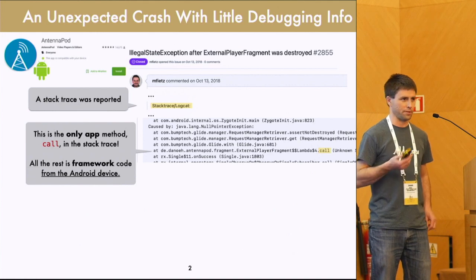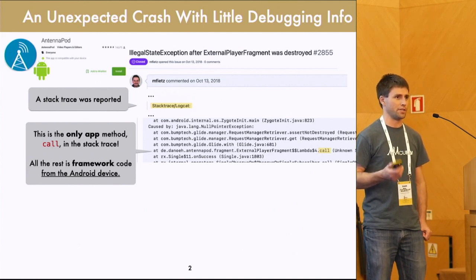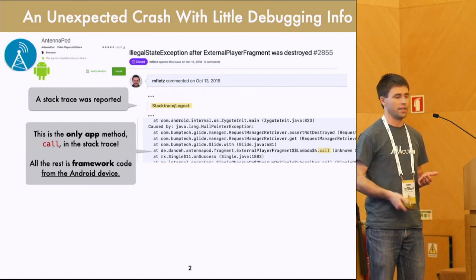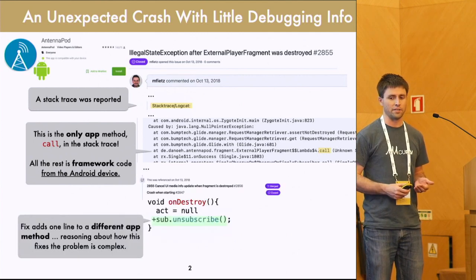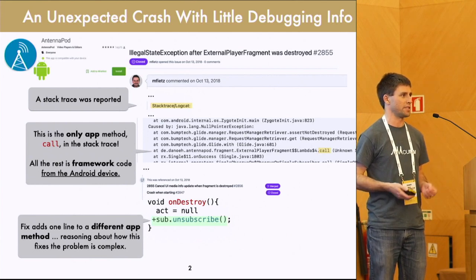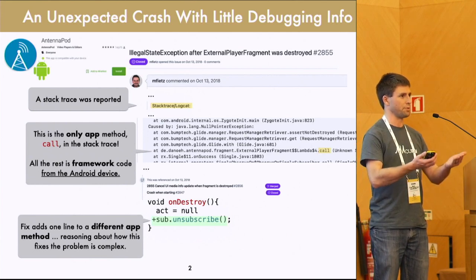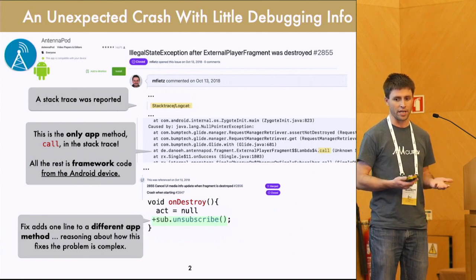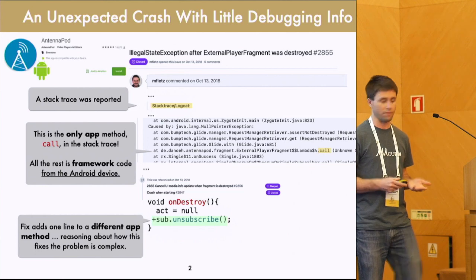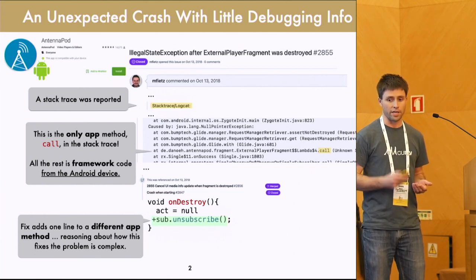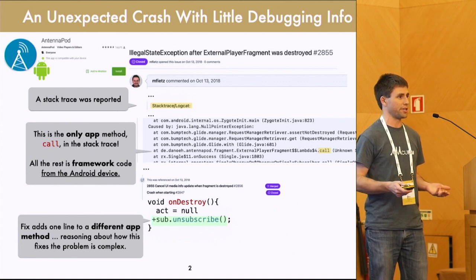But very frustratingly for the developers of this application, the stack trace only contains one application method, and all the rest of this is code that actually comes with the phone. It's not code that you have access to when you're writing the application or anything else. And then, even more confusingly, the fix for this is in a completely different callback, onDestroy.